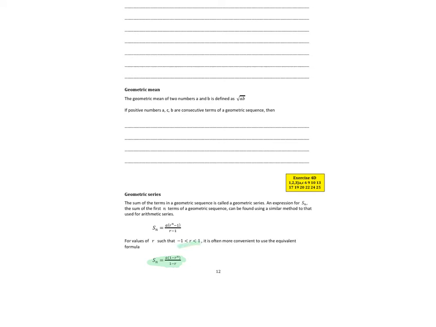This form, if r is less than 1, in other words it's decreasing, and this form here if r is greater than 1. All right, but it's going to be the same thing. This is the one here that we'll get on our formula sheet. So a times r to the n minus 1 over r minus 1. So let's move on.